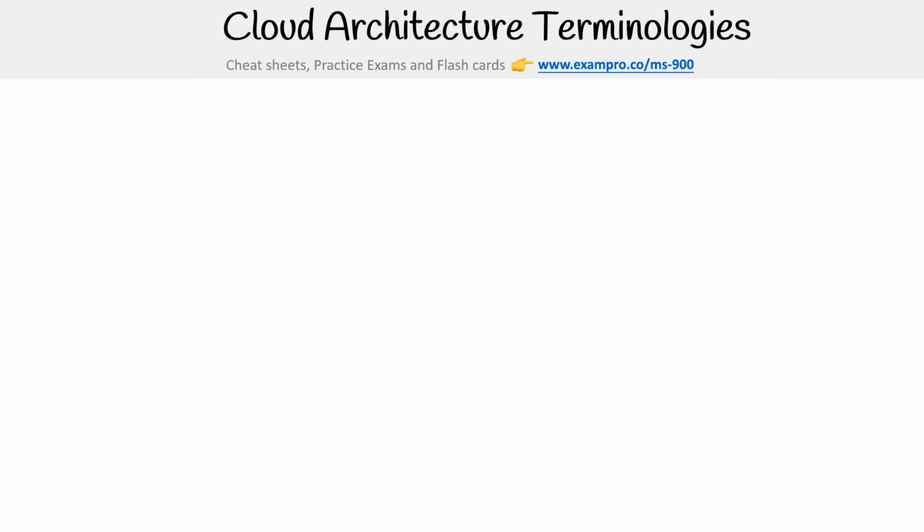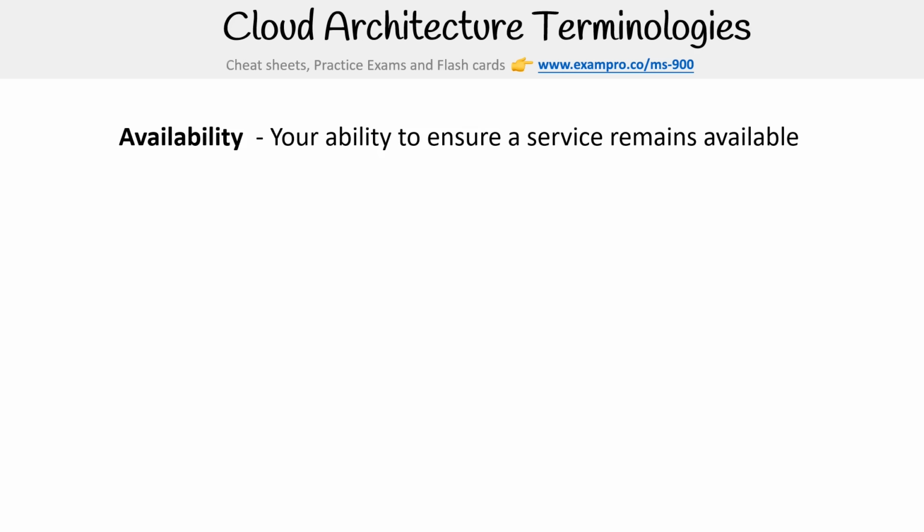We are looking at cloud architecture terminologies, and these are very important to help you conceptualize the advantages of the cloud. We're going to go through these terms, and then we're going to go through them again in more detail in further slides. At the top of our list, we have availability, and this is your ability to ensure a service remains available. This is generally known as being highly available or high availability, abbreviated to HA. That's a term you should know.